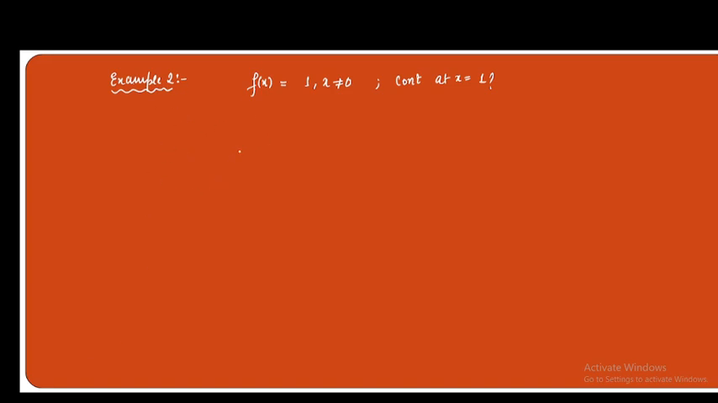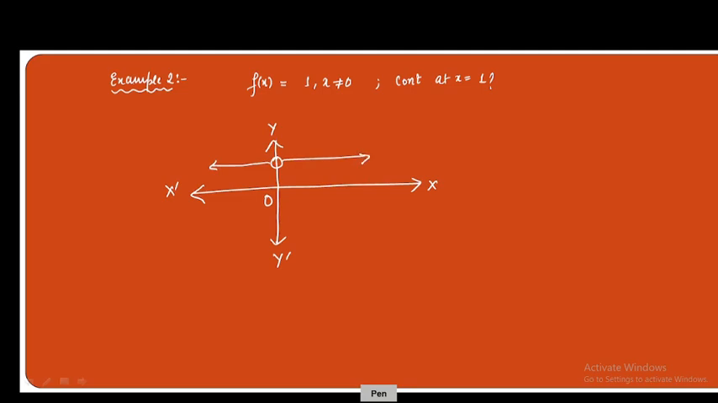Next is, you have this function f(x) is equal to 1, and here it is defined for x not equal to 0. So this is x, this is y, this is x dash, and this is y dash, and this is O, which is origin. Now what is the function value here? It is f(x) equal to 1 for x not equal to 0, right? Means at x equal to 0, function is not defined.